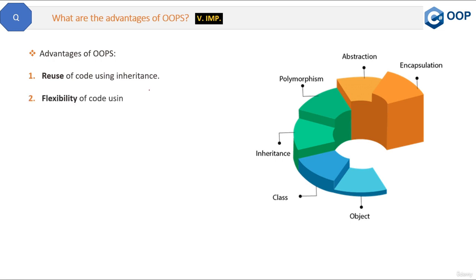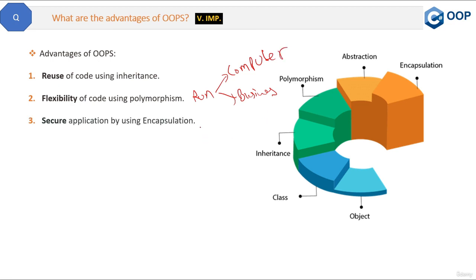Second advantage is OOPS gives flexibility through polymorphism. For example, same name methods can do different things via overloading or overriding. For example, if you have one method run, then run you can use for the computers and you can use for the business also. So you can run the business, you can run the computer, right? So same name but different functionality. That is polymorphism.